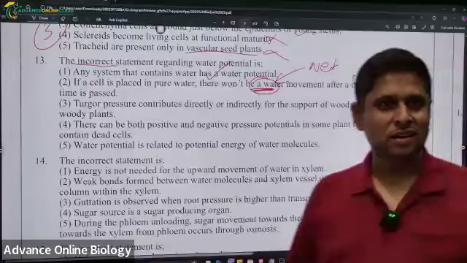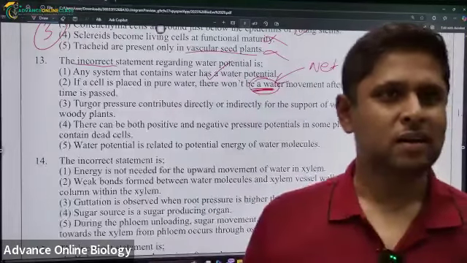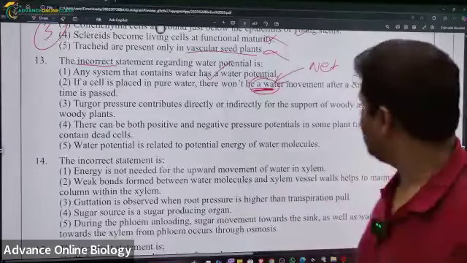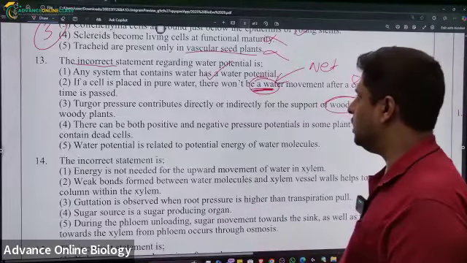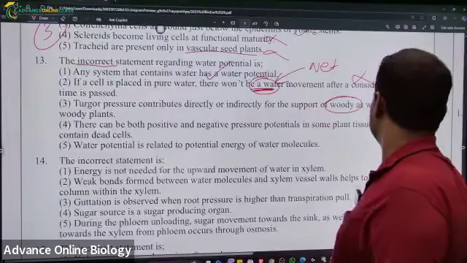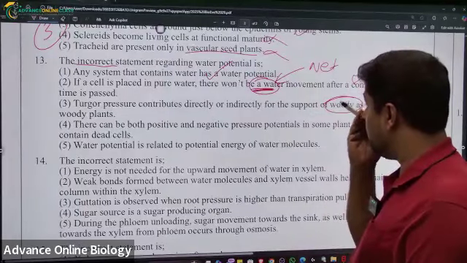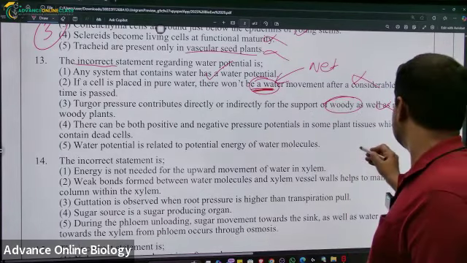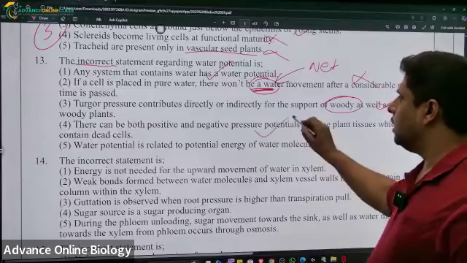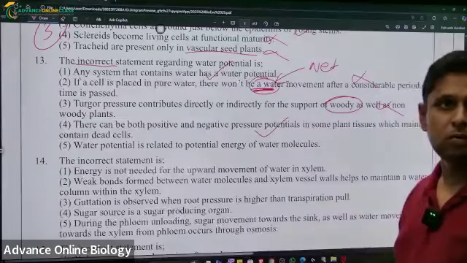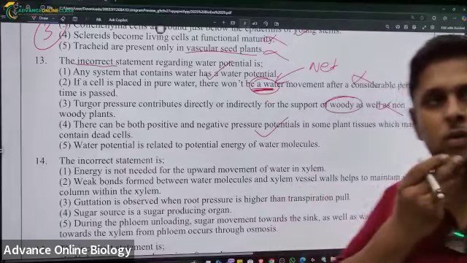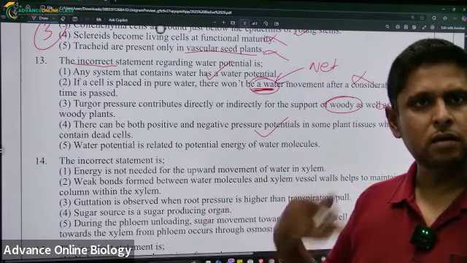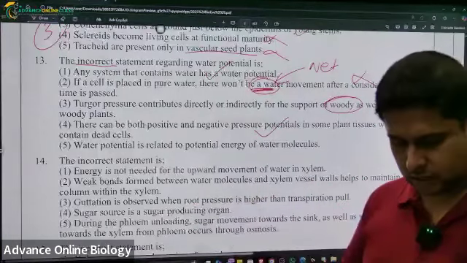What do you say about that? Wrong statement. What is given in the resource book? Can you check it there? Turgor pressure. I think this woody is wrong. There can be both positive and negative pressure potential in some plants. In the xylem, people, positive pressure and negative pressure both can exist, right? Root pressure is positive, otherwise negative. Correct.